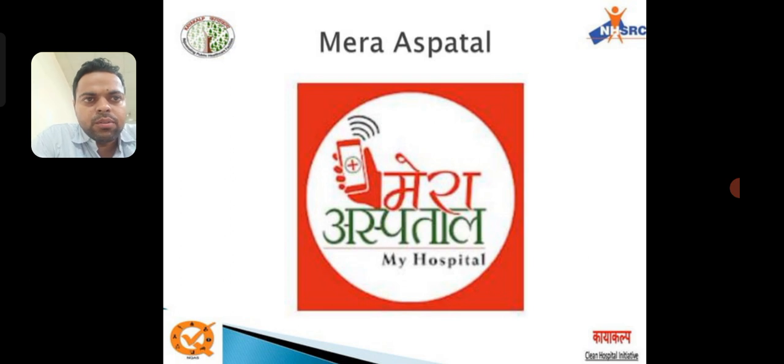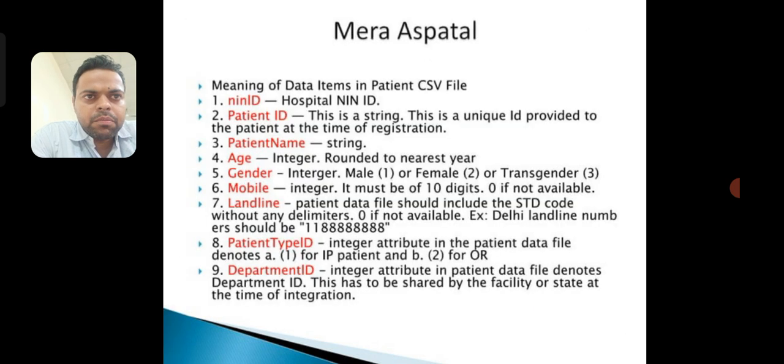Regarding quality assurance in hospitals, one of the programs or initiatives by the government is the Mera Aspatal scheme. In the Mera Aspatal scheme, the data items in the patient file are ID, patient name, patient age, patient gender, patient mobile number and landline number, and patient type ID or department ID in which the patient is admitted.